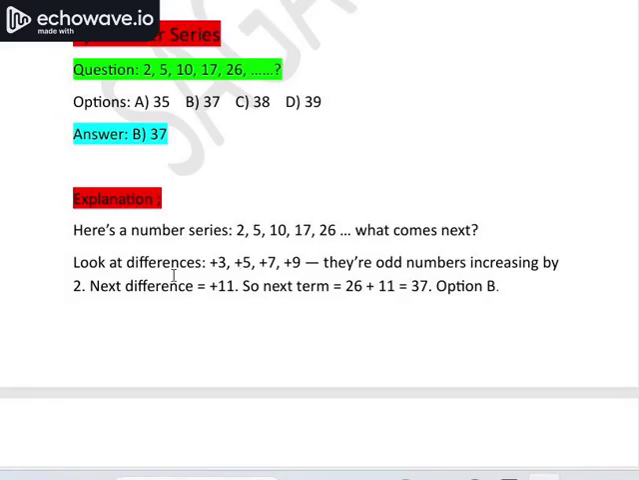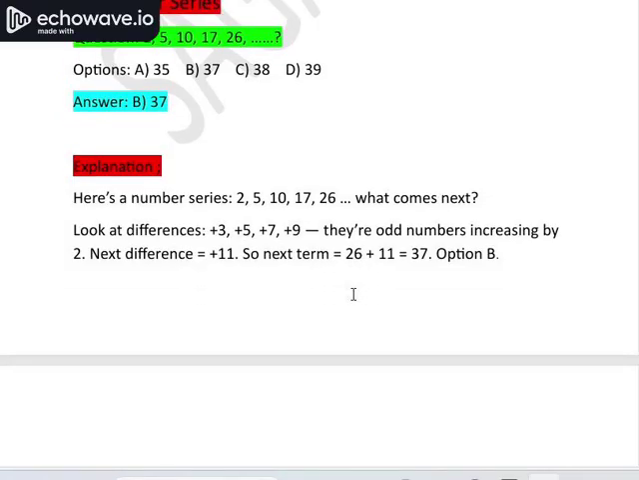Always look for the pattern in differences between consecutive numbers. Let me show you. 5 minus 2 equals 3, 10 minus 5 equals 5, 17 minus 10 equals 7, 26 minus 17 equals 9. Do you see it? The differences are 3, 5, 7, 9. These are odd numbers increasing by 2 each time. So the next difference would be 11. 26 plus 11 is equal to 37. So our right answer is option B, which is 37.